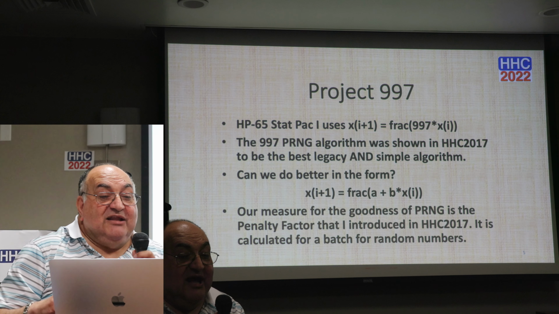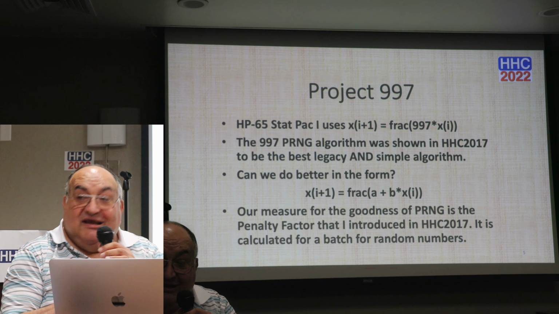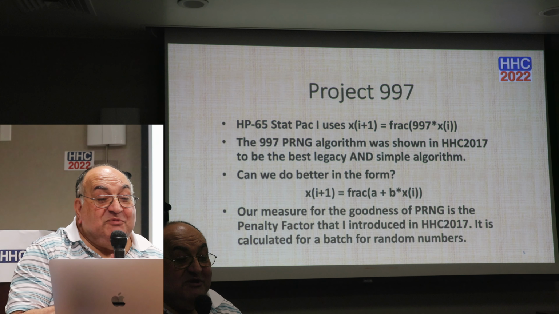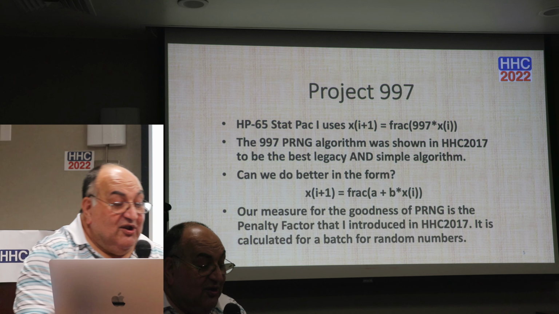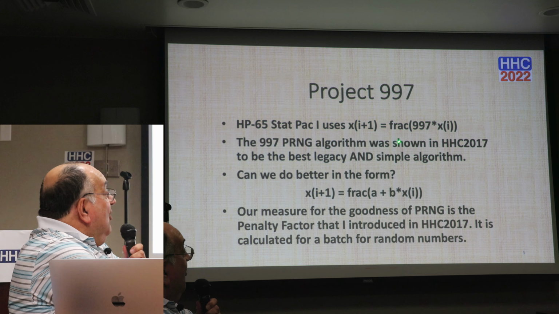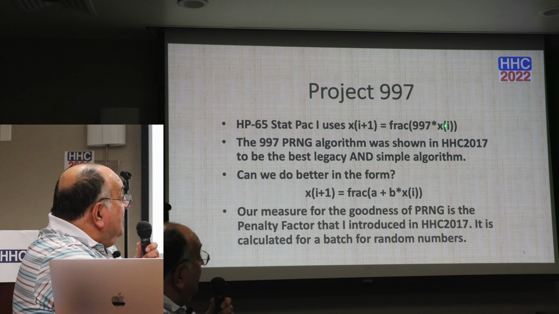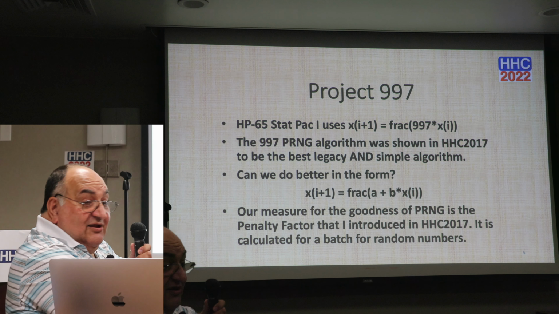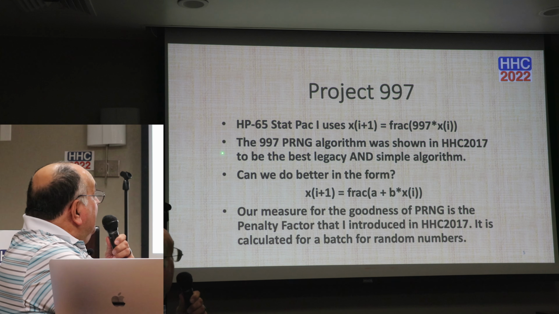I call this Project 997. Why? Good name, by the way. Yes. The HP Stat Pack uses the following equation here, where you take an old random number, multiply it by 997, take the fractional part, and get a new random number.